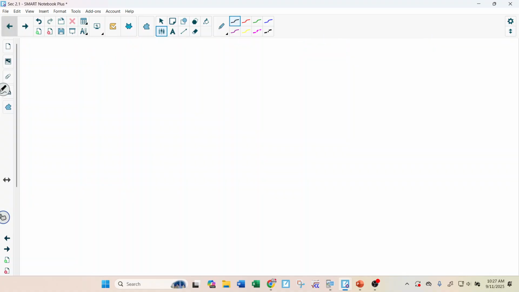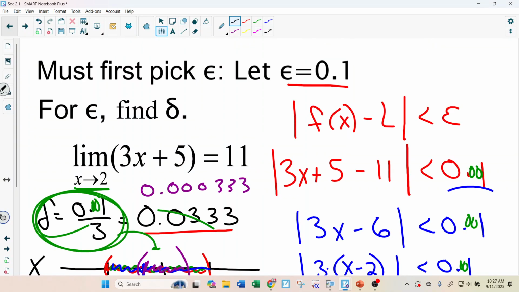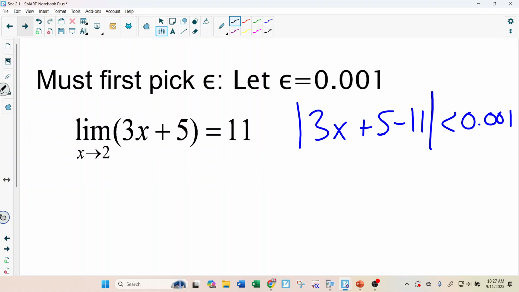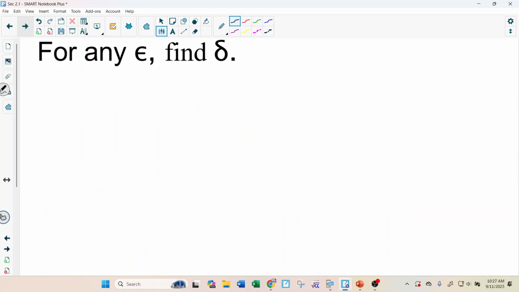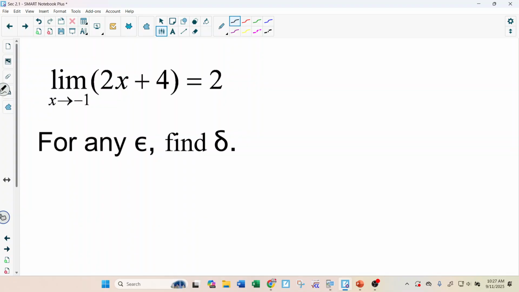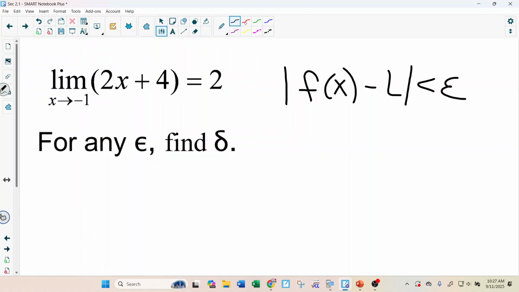Here, if we said it was 0.1 or 0.001, we had a number. Now we're just going to say it's over 3. Okay, so let's do a couple of these before we go to the next step. Let's say we have the limit of 2x plus 4 as x approaches -1 is equal to 2. The first step is always |f(x) minus L| is less than epsilon. So we'll take this step. First, fill in what your f of x is and what your L is.